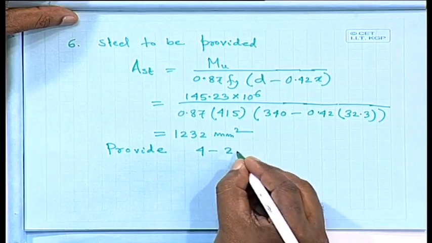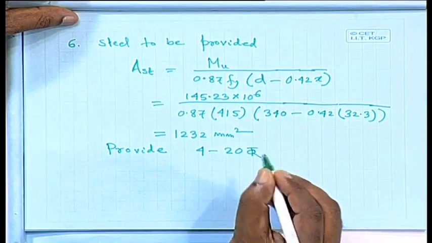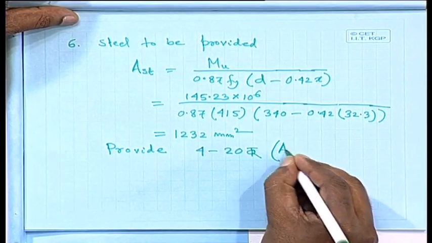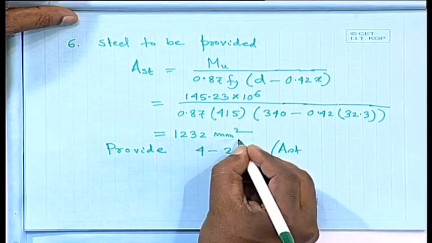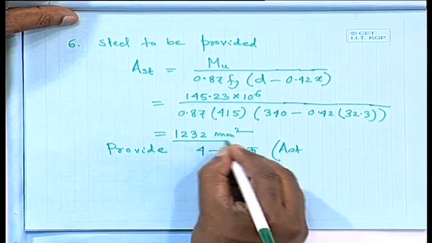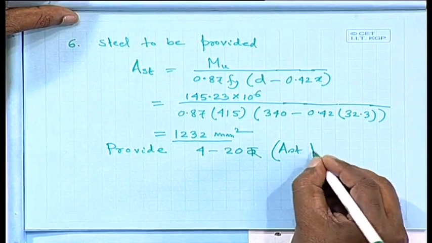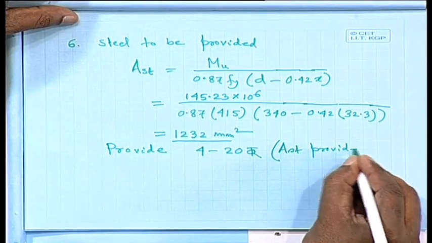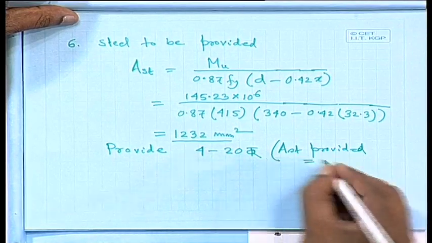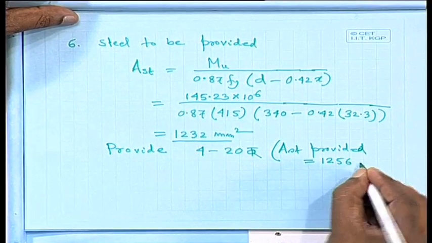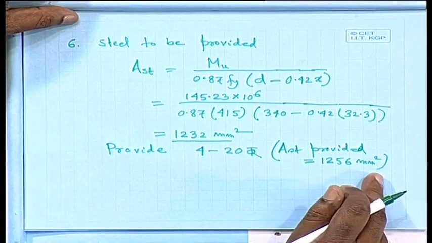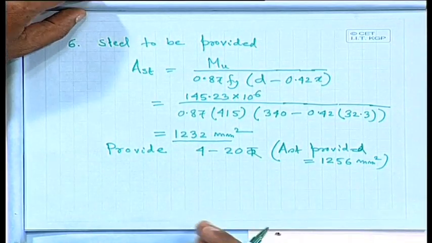So, we can provide four numbers of 20 torr, and so what is the Ast provided? Area of steel actually provided equals 1256 square millimeter. So, we are providing 1256 square millimeter, little more. So, I think this is acceptable.